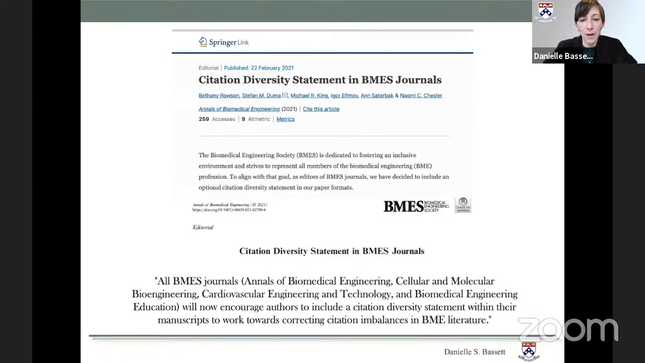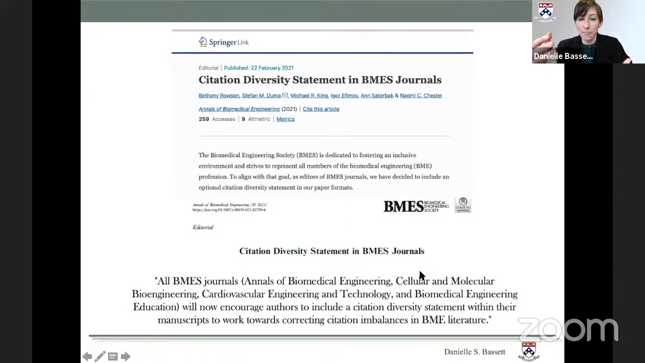The abstract is: the Biomedical Engineering Society, or BMES, is dedicated to fostering an inclusive environment and strives to represent all members of the biomedical engineering profession. To align with that goal, as editors of BMES journals, we have decided to include an optional citation diversity statement in our paper formats. And a quote from the paper: all BMES journals, Annals of Biomedical Engineering, Cellular and Molecular Bioengineering, Cardiovascular Engineering and Technology, and Biomedical Engineering Education will now encourage authors to include a citation diversity statement within their manuscripts to work towards correcting citation imbalances in the BME literature.